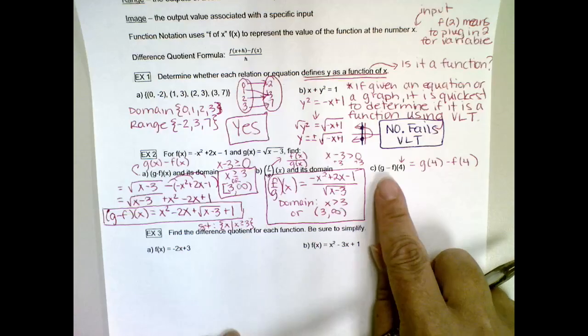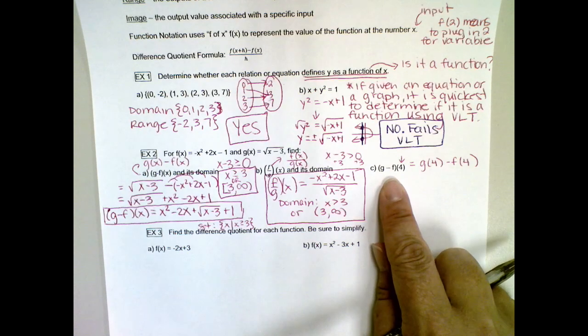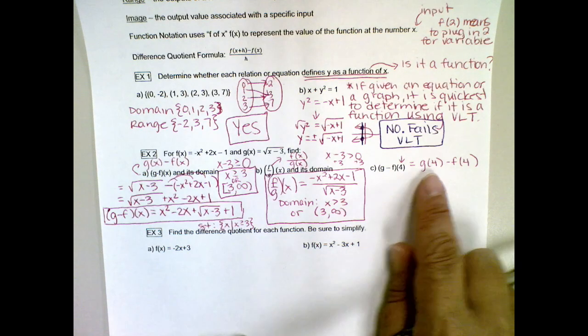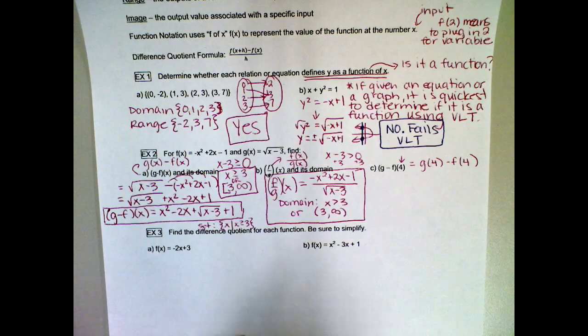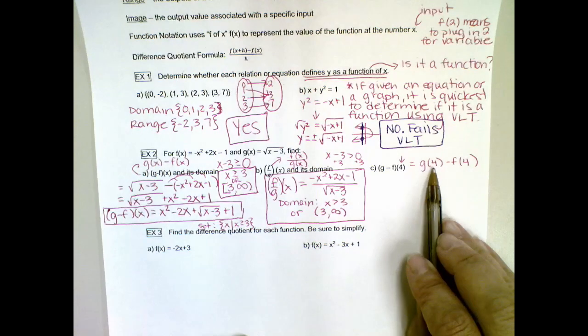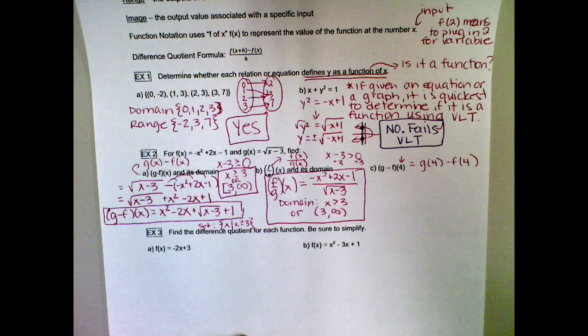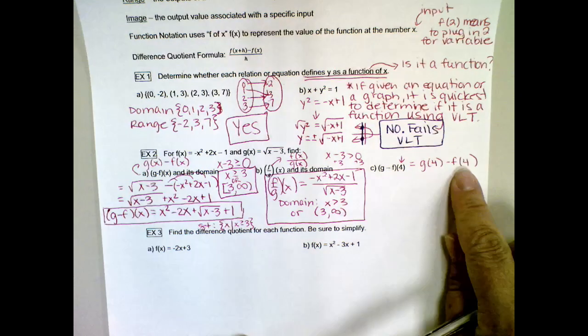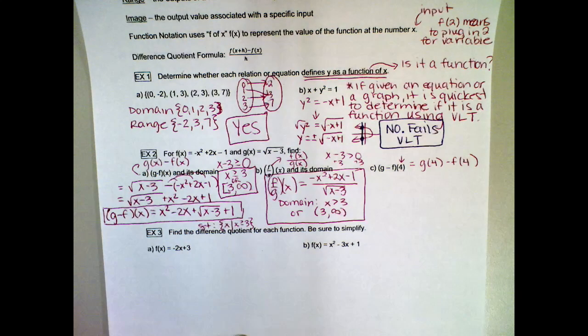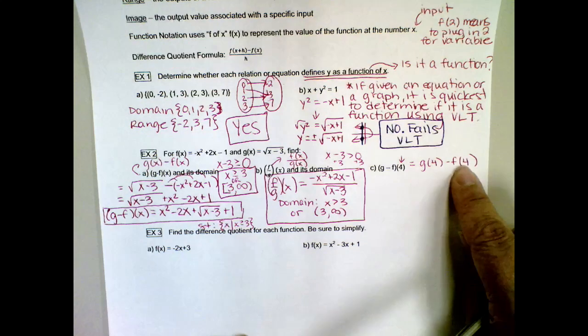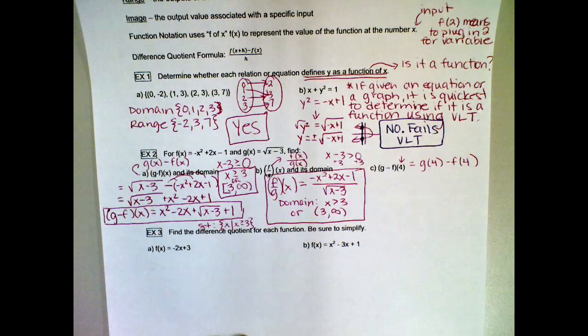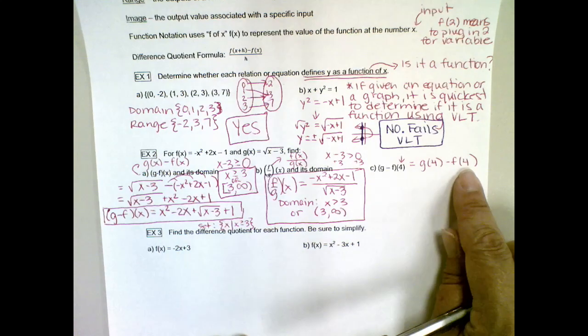When it asks you to do these given a graph, you will want to do it this way because you look, okay, what's the y value on the graph of g when x is 4? And you just look and find it. And then you do the same thing for f, okay? On the graph, when x is 4, what's the value of my f of x? So if you're using a graph, you'll have to do it this way.